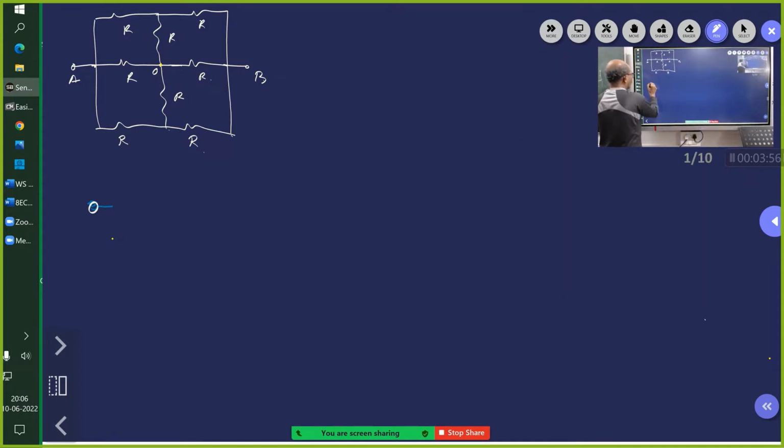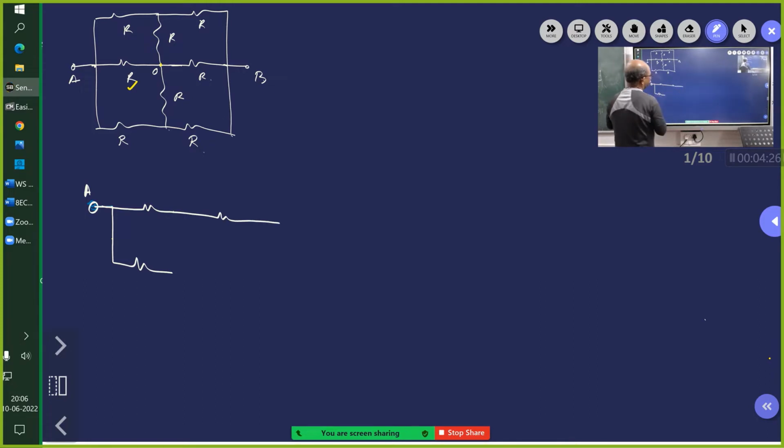A. Okay, and a branch, sir. I'll draw one resistor, this resistor. That R is in parallel with R. That one is in parallel with the lower R. And it is connected in series to the middle R, which is joining the two. Now that entire thing is in parallel.